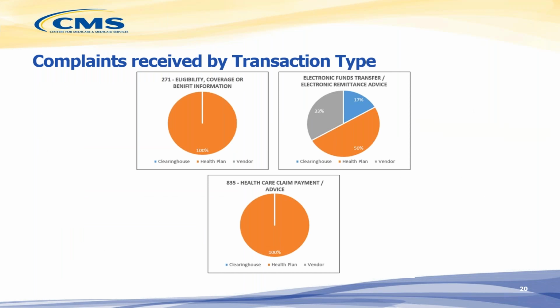So, complaints received by transaction type and who from. As you can see, 100% of the 271 transactions that we received regarded health plans. Electronic funds transfer, or EFT, and ERA: 33% were from vendors, 17% from clearinghouses, and 50% from health plans. 835 transactions, 100% of those were received from health plans. Next slide, please.